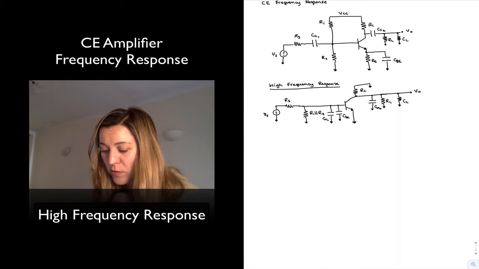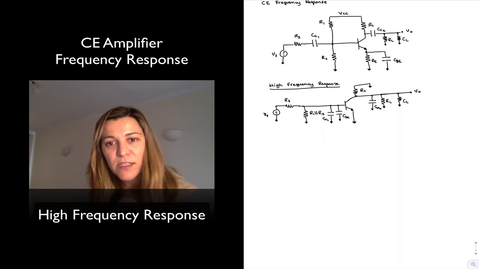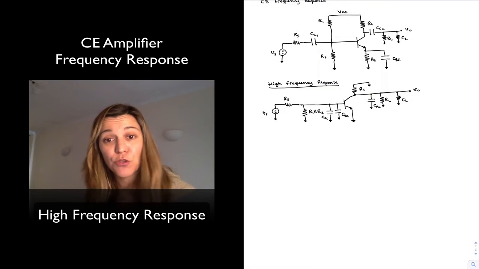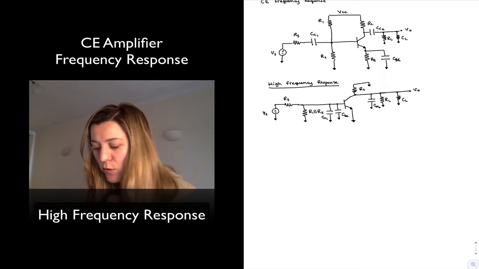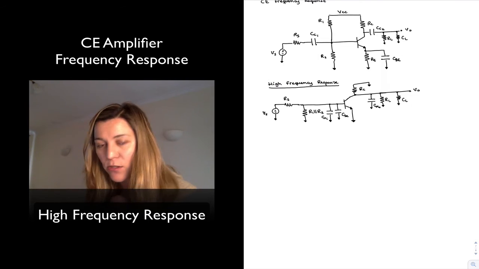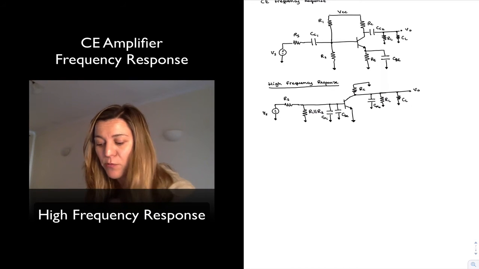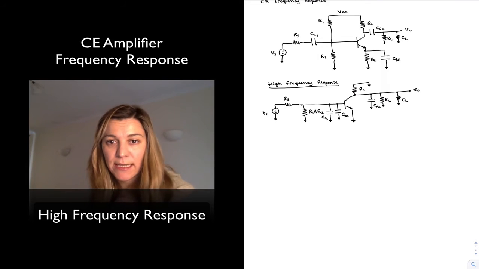All right, so this will be my high frequency equivalent circuit now. And I'm in a good position to start considering my high cutoff frequencies. I'm going to consider first the one due to the capacitance connected to the base, at the input, and then the one due to the capacitance connected at the output.